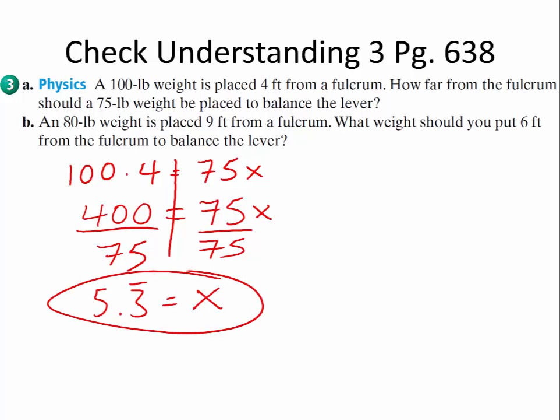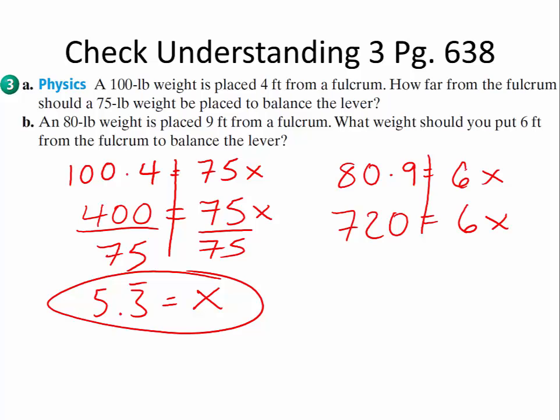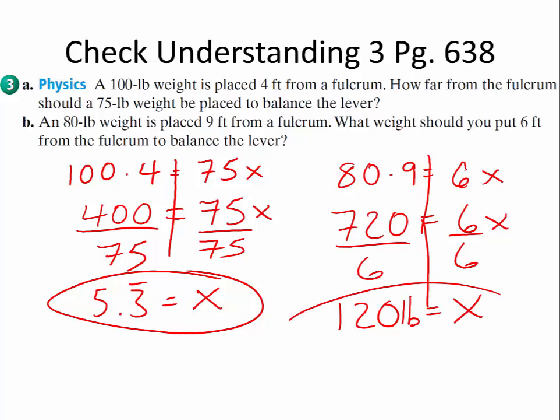All right, for the next one, an 80-pound weight is placed 9 feet from the fulcrum, so 80 times 9 equals, what weight should you put 6 feet from the fulcrum to balance the lever? So 6x. And then 80 times 9, or 6y, I don't care what letter you use. 720 equals 6x. Divide by 6 to both sides. In order to balance the lever, it should be 120 pounds equals x.